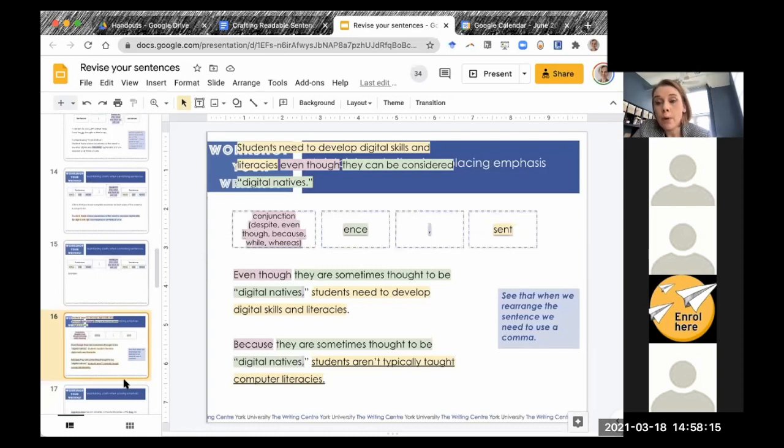You can use subordination to flip a sentence on its head so that you're emphasizing the last, and you need to use a subordinating conjunction. Those are things like despite, even though, because, while, or whereas.